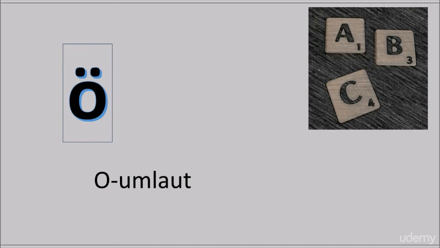The other one is O umlaut, or Ö, Ö. Not O, but Ö. Then we have the U umlaut, which is Ü, Ü. There isn't really that much difference, is there? U, Ü. But there is.